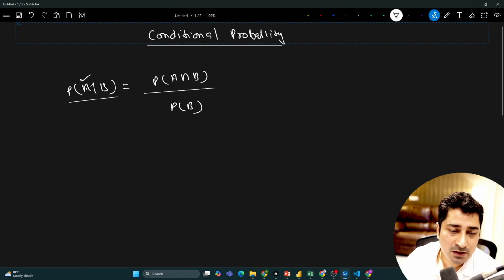I'll give you an example, and with the help of the example I'll explain the calculation, so that you all will be able to understand how we calculate this and how we are going to use it.